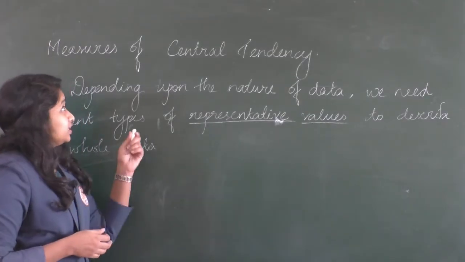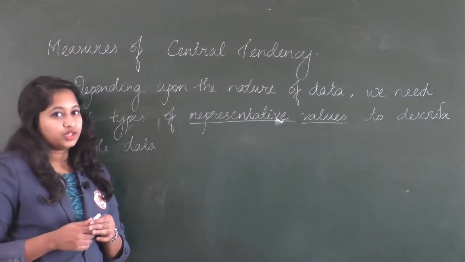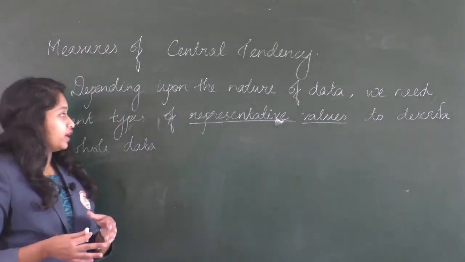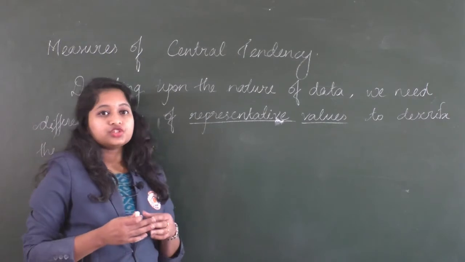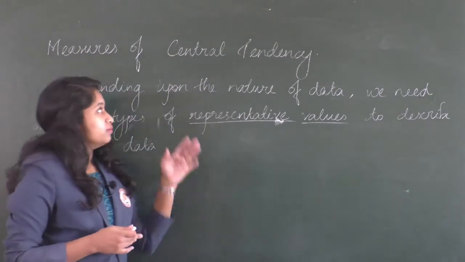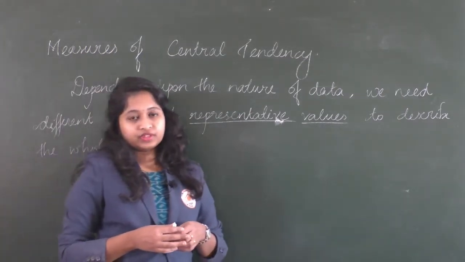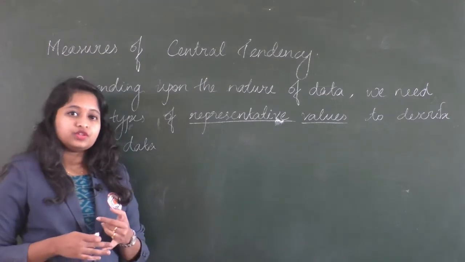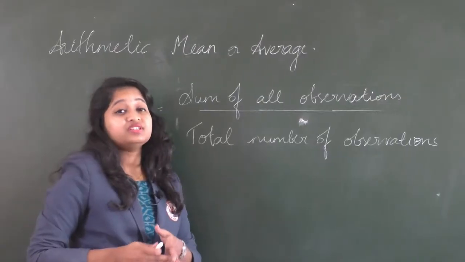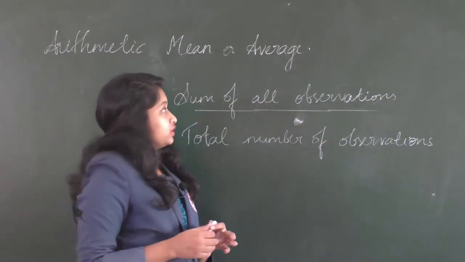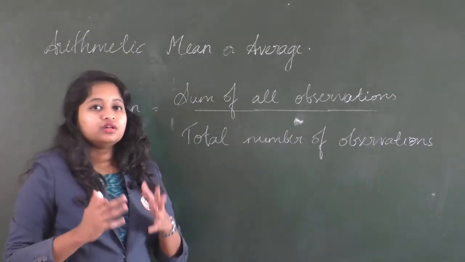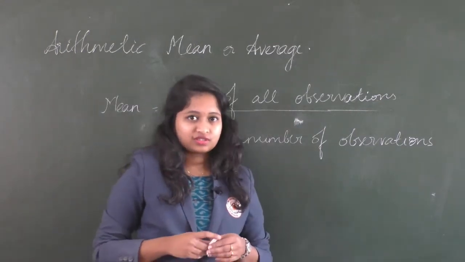Next, let's learn about the measures of central tendency. Okay? So, depending upon the nature of data, we need to find different types of representative values to describe the whole data. So, these values are called as measures of central tendency. And we have three types of representative values, which are arithmetic mean, median and mode. First, let's learn about arithmetic mean. So, arithmetic mean is also called as average. Okay? So, this is the commonly used method of measure of central tendency.